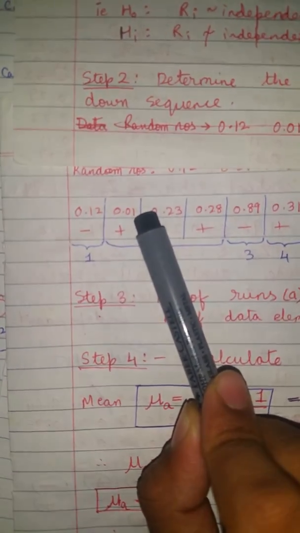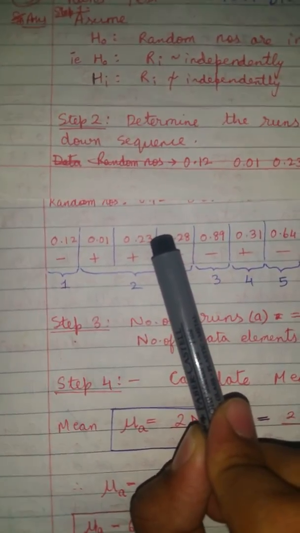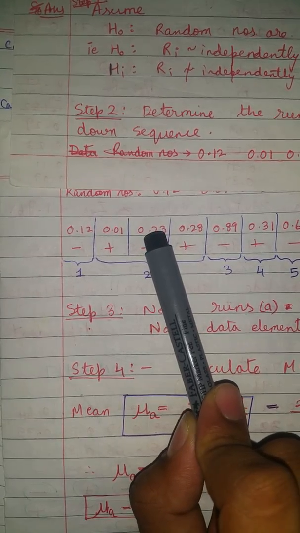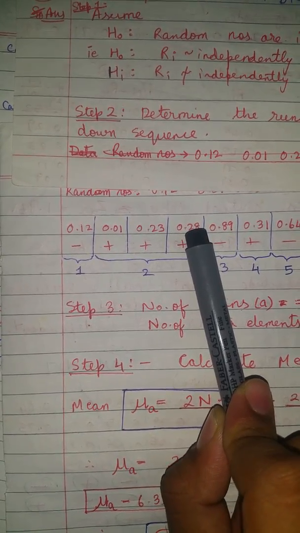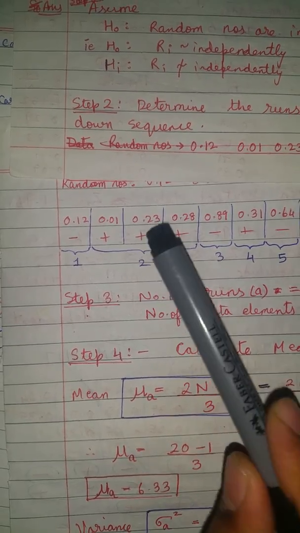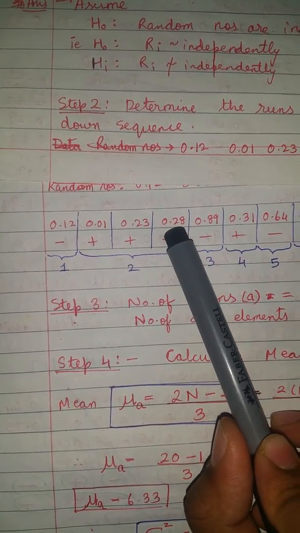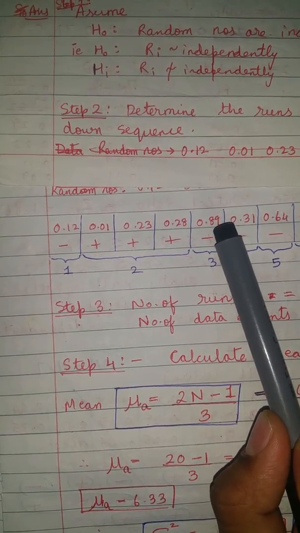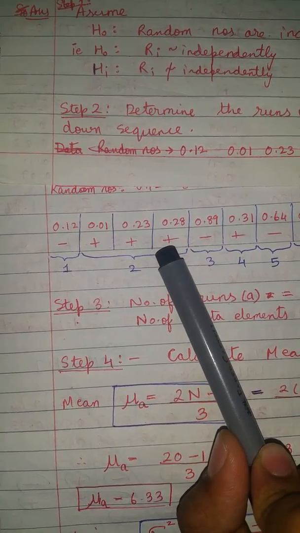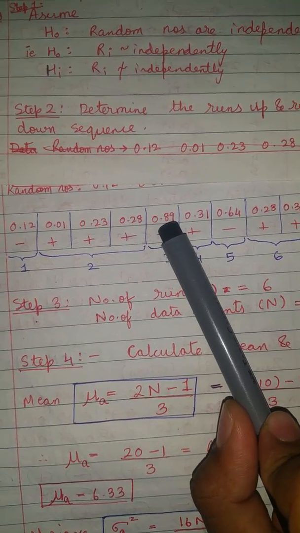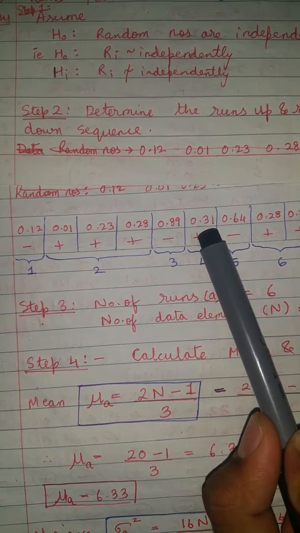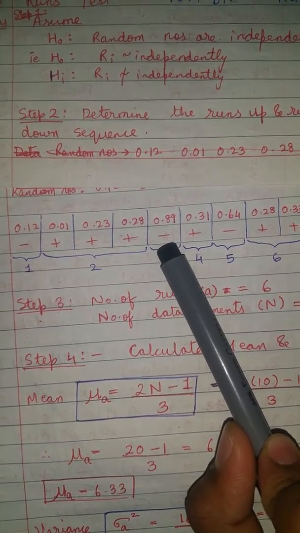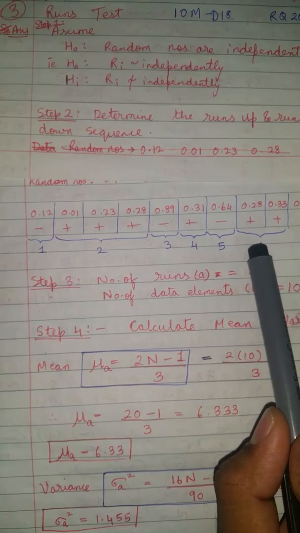For 0.01, the next number is 0.23, which is a larger number. So I write plus over here. For 0.23, the next number is 0.28, which is larger. So I write plus here, and so on. So if you see 0.28, the next number is 0.89, which is a larger number. So there is plus. For 0.89, the next number is 0.31, which is a smaller number. So you write minus. So that's how you calculate this sequence.